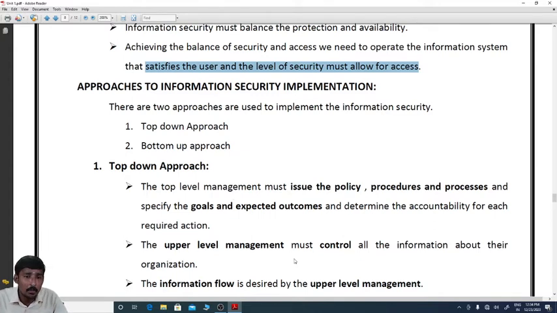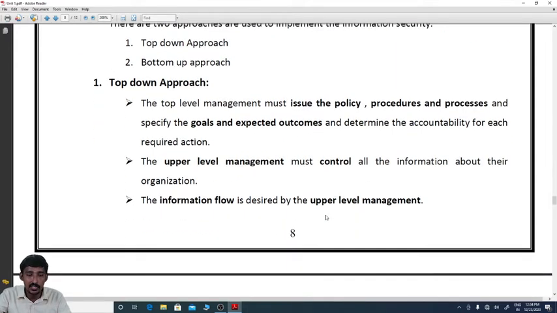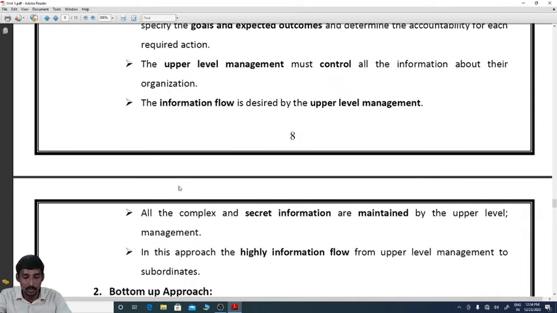Here, the top-level management needs to control all the information about the organization. The flow of information from a higher level to the subordinates, the different employees or personnel of an organization, is defined only by the higher officials. That is called upper-level management. If you are following this top-down method, all the complex and secret information is maintained only by the upper-level management, so only a small amount of information is moved on to the low-level subordinates.